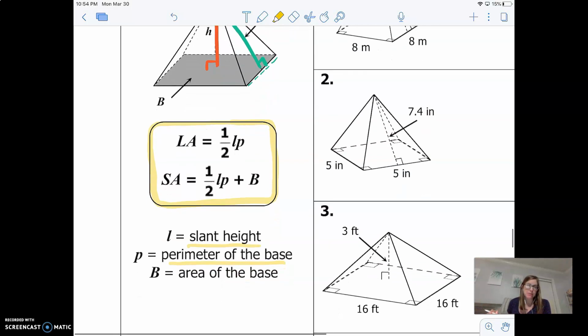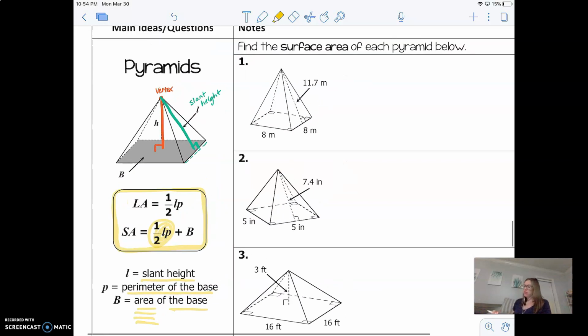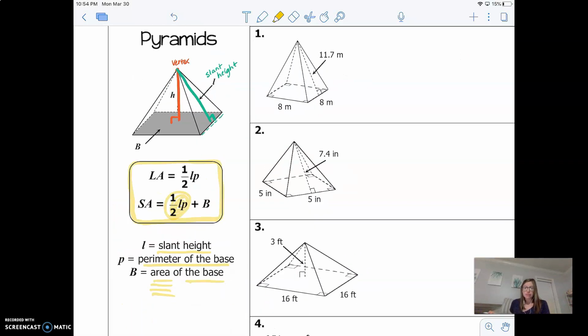Then, to get the total surface area, you take the lateral area, which is this, and you add capital B. And what does capital B stand for again? Area of the base. And how many are there? Just 1. So remember before we did plus 2 times the area of the base. Well, now you can see we're just adding the area of 1 base. Okay, so let's practice that together. We'll do a nice easy one here, numero uno.